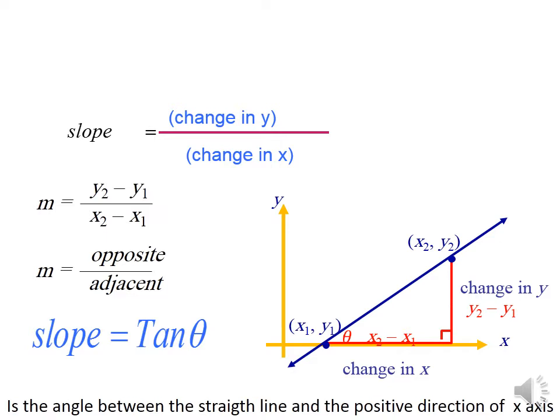So we have another definition or formula for the slope. It is y2 minus y1 over x2 minus x1 if the given are the two points, but if the given is the angle between the straight line and the x-axis, the slope will be tan theta. Theta is the angle between the straight line and the x-axis, but in the positive direction. What does it mean? We start from OX until we reach the straight line.